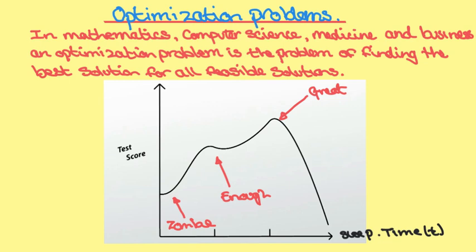But as you can see, after the great score, your test scores start to go down. This is because too much sleep means not enough study.